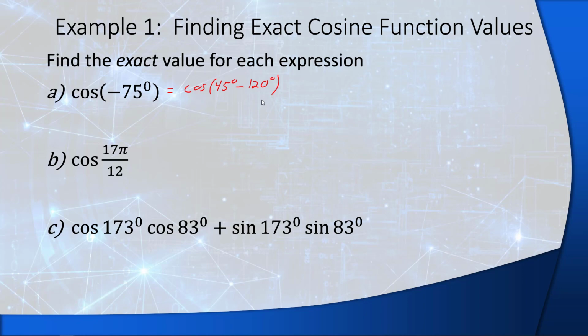Well, here we would need to use our difference identity, and the difference identity in this case is going to be the cosine of 45 times the cosine of 120 plus the sine of 45 times the sine of 120. Okay, well the cosine of 45 is the square root of 2 over 2.